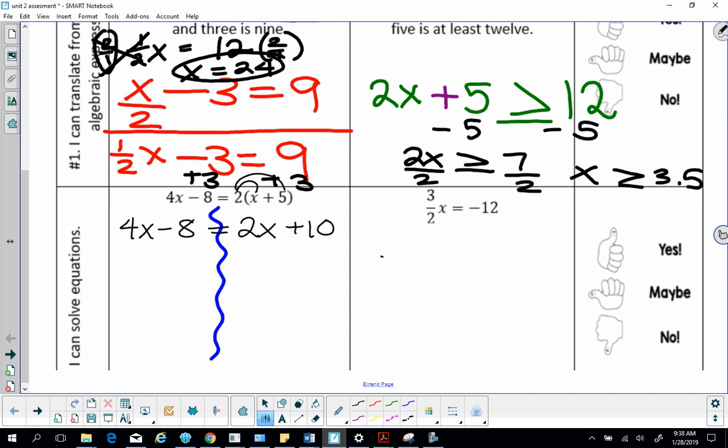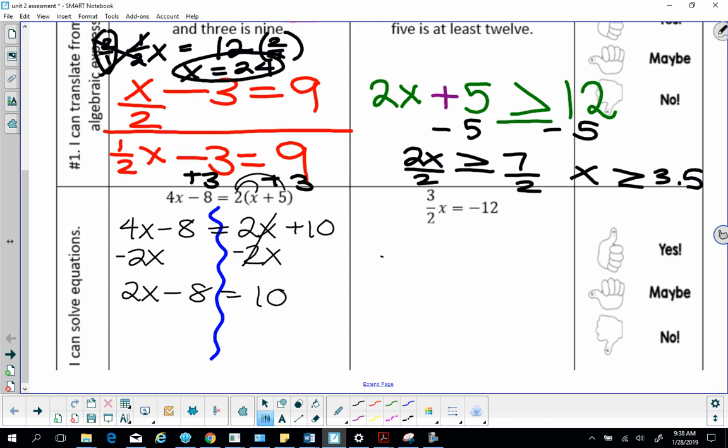Cool. Then I need to start moving things around. So you learned this with Ms. Thompson on Friday. First I need to get 2x to the other side. How would I do that? Subtract it, right? Because it's already positive. So I'm going to subtract 2x on both sides. When I do that, I end up getting 2x minus 8 equals 10.